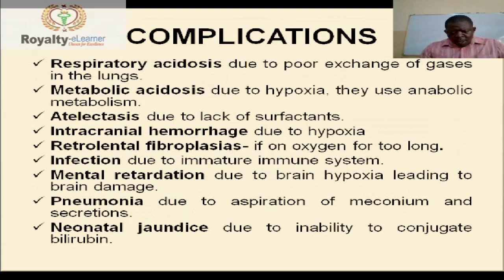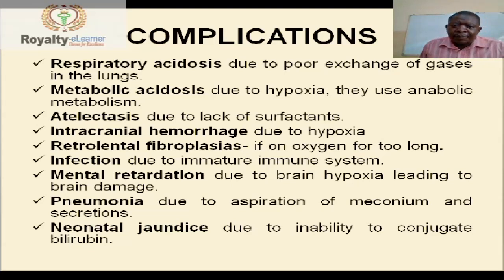All right. So let's look at now complications of RDS. So one of them is respiratory acidosis, which we have stressed within the discussion. This is mainly due to poor exchange of gases in the lungs. And then we can also have metabolic acidosis, which is also due to hypoxia, and they use anaerobic metabolism here. So atelectasis, that is due to the lack of surfactants, may also be seen, and intracranial hemorrhage, that is due to hypoxia, can be seen.